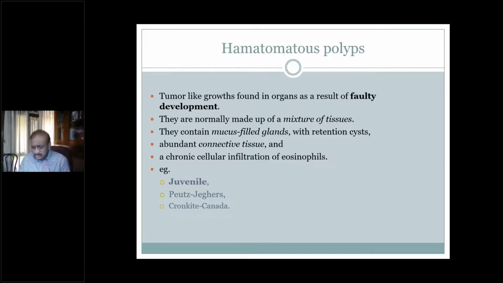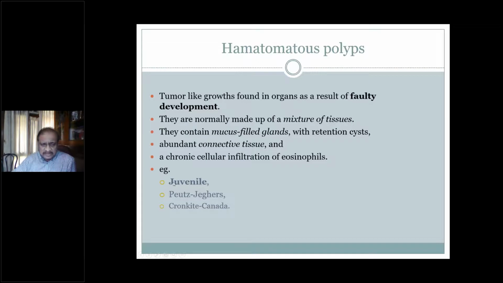What is this mixture of tissue? It could have epithelial tissue, it could have connective tissue. So you have both the mucous filled glands and connective tissue, right? And these mucous filled glands along with the retention cysts. And there is a chronic cellular infiltration of eosinophils. So you see the three types of cell pattern that you have. Number one, you have these glands, you have connective tissue, and you also have infiltrating cells. That's why it's a mixture of tissue.